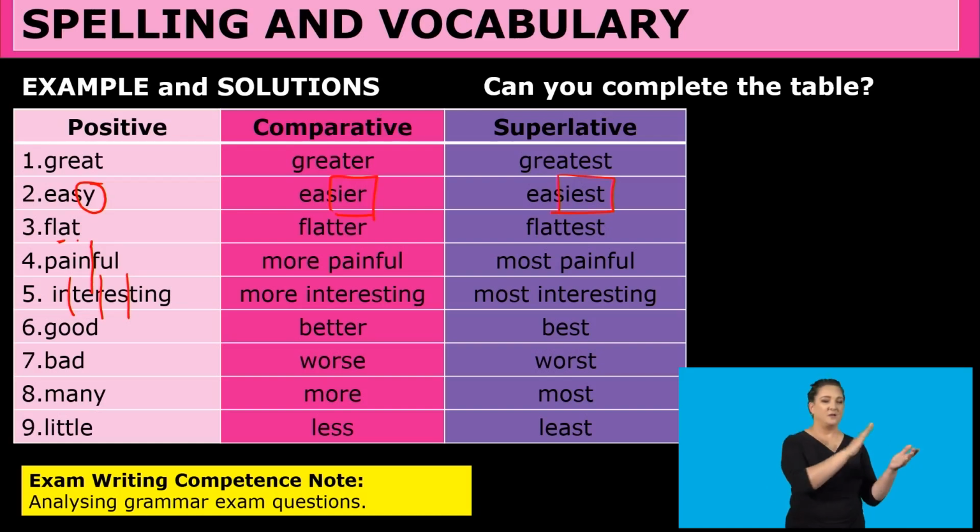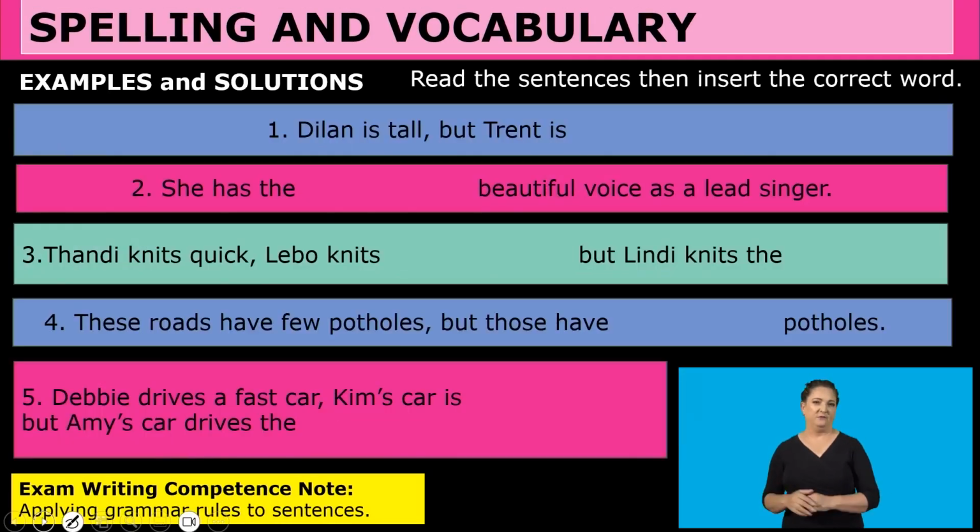Interesting. Look at our amount of syllables. So it's more interesting, most interesting. Now these are the exceptions, all right? These are the ones that you just can't break down into ER and EST. Good, better, best. Bad, worse, worst. And then many, more, most, little, less, least. Okay, so you need to watch out for those exceptions to the rule.